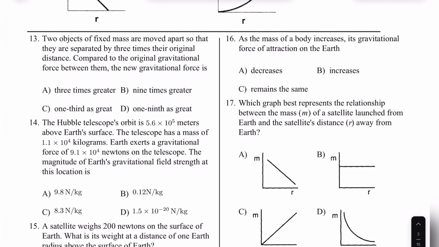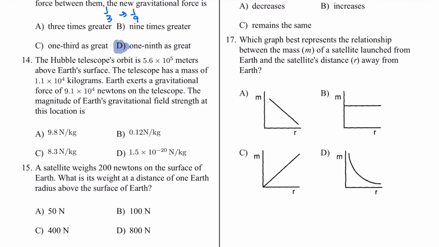13. Two objects of fixed mass are moved apart so that they are separated by 3 times their original distance. Compared to the original gravitational force between them, the new gravitational force is 1/9 as great. So this is the same exact concept. The radius is squared, so they are separated by 3 times. So instead of 1/3, it's going to be 1/9.